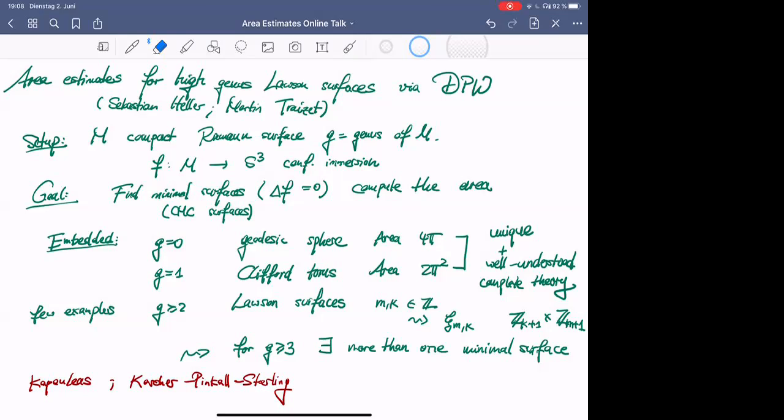What we want to study is what happens for G going to infinity. That's why my title is about high genus Lawson surfaces.